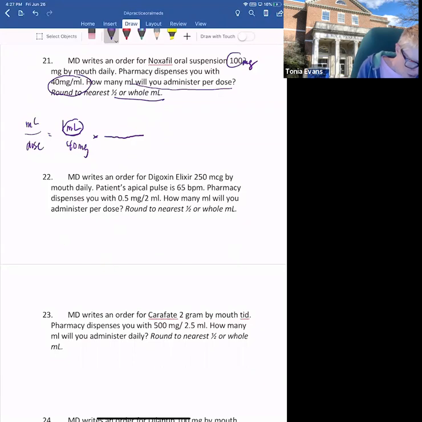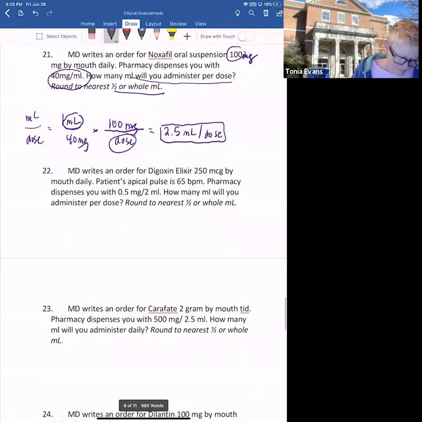My ordered dose is 100 milligrams per dose. Milligrams cancels out. I'm left with milliliters per dose. So we're good to go. So I've got 100 divided by 40 equals 2.5. Look at my rounding rule. Okay, nearest half. All right, I'm good. 2.5 mLs per dose.